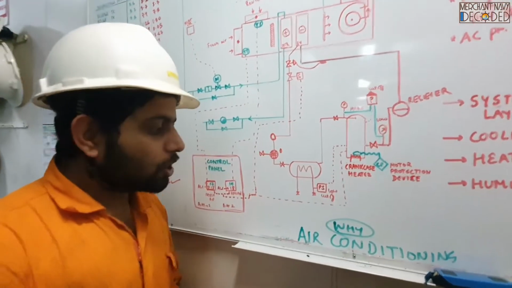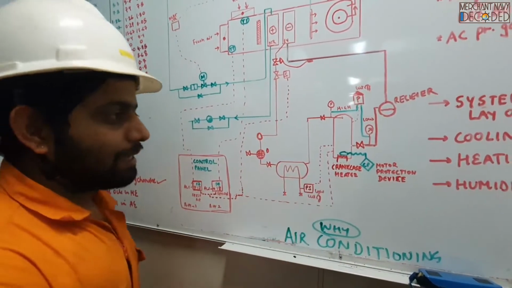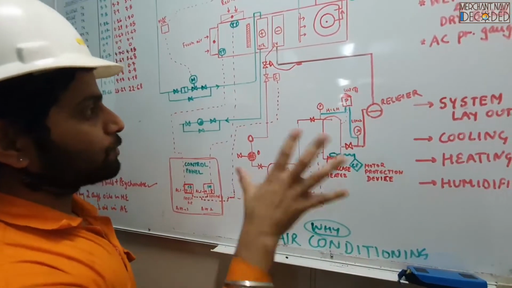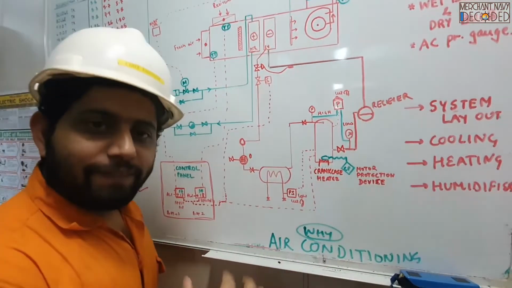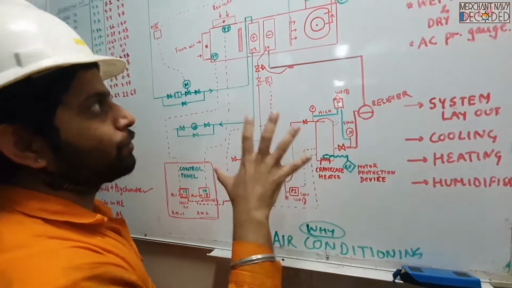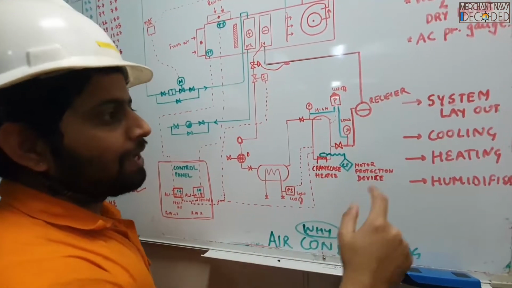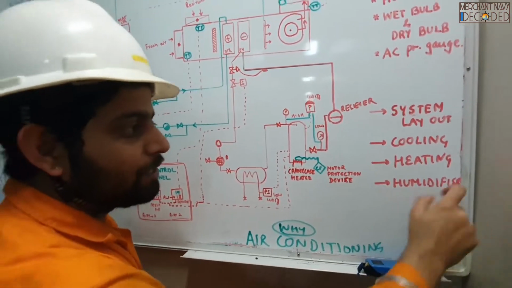Guys, today I'm going to talk about the air conditioning system. And this complicated diagram that you see over here, why I want to explain the complete system is because I'll try to explain the system layout. When I show you the live diagrams, live things, then you'll understand it better. That's why I want to explain my ship specific system. I will explain the cooling system, the heating system, and the humidifier as well.